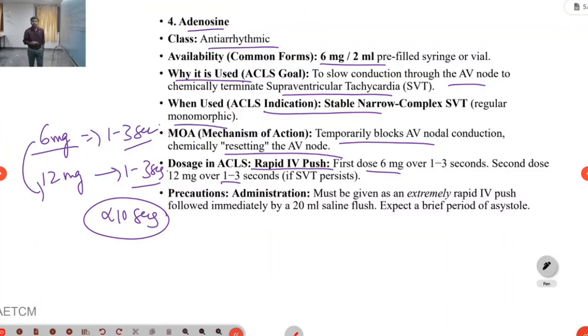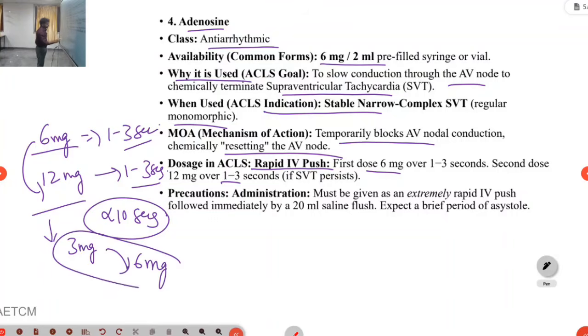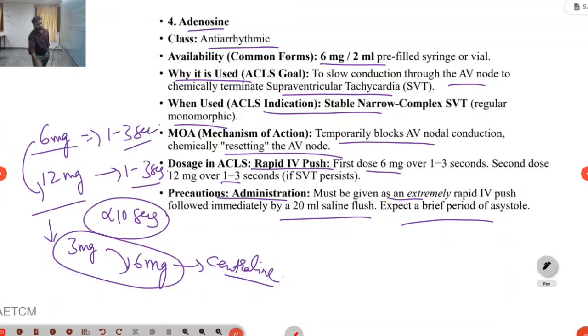If the patient already has a central line in place, then half of these dosages are enough. That means the first dose is 3 mg, followed by 6 mg. Then the precautions: it should be given as an extremely rapid IV push followed immediately by a 20 ml normal saline flush, and we can expect a brief period of asystole. So this is about adenosine.